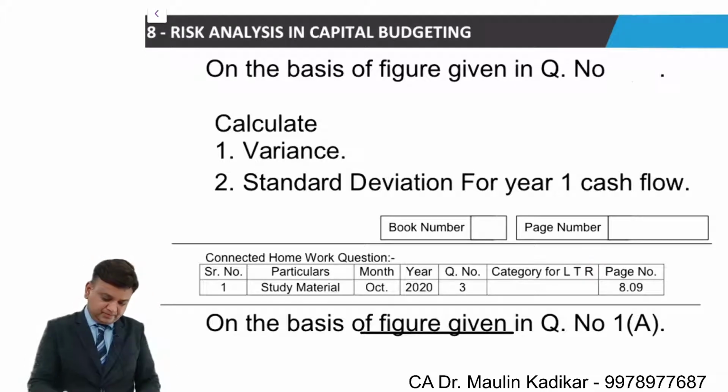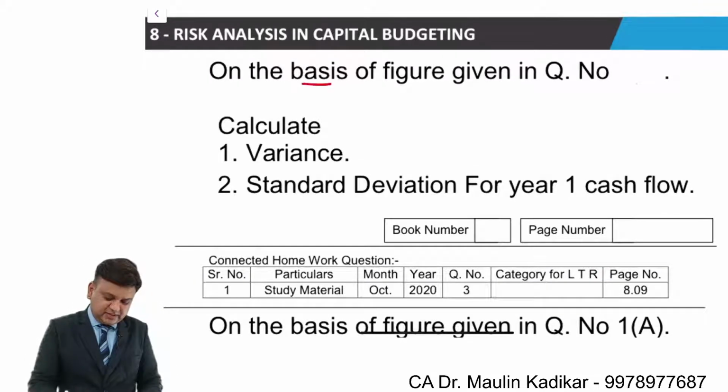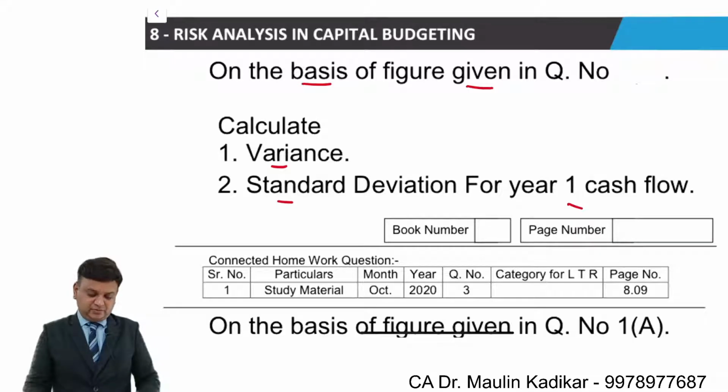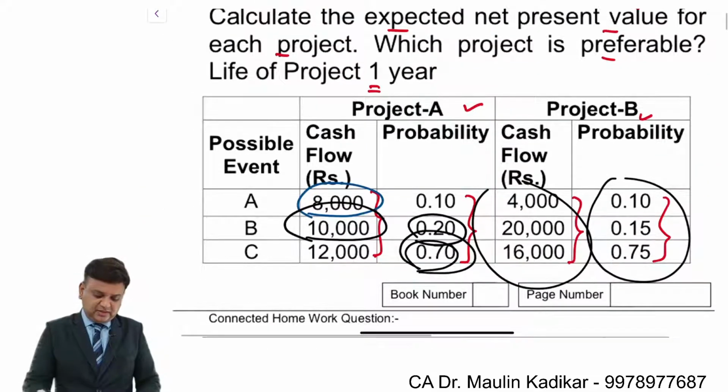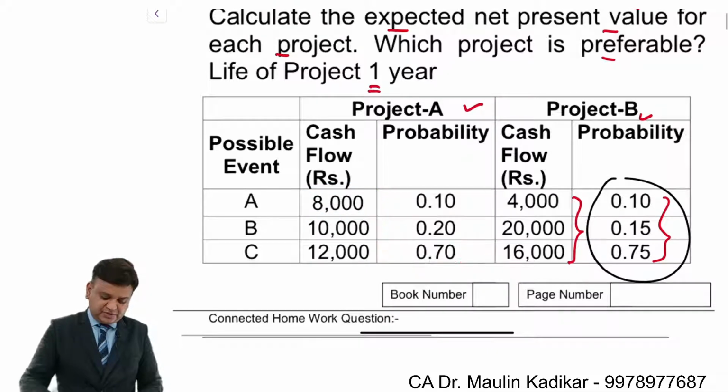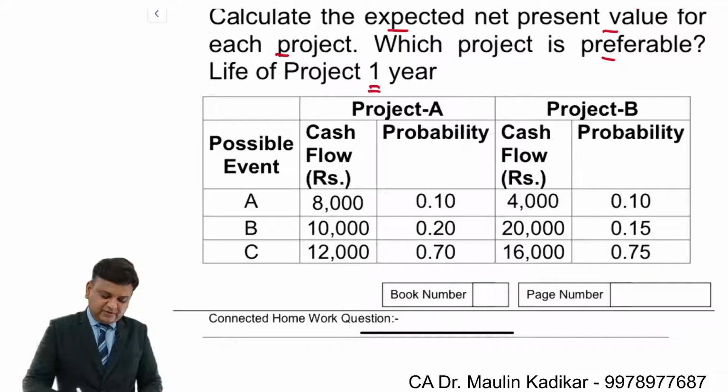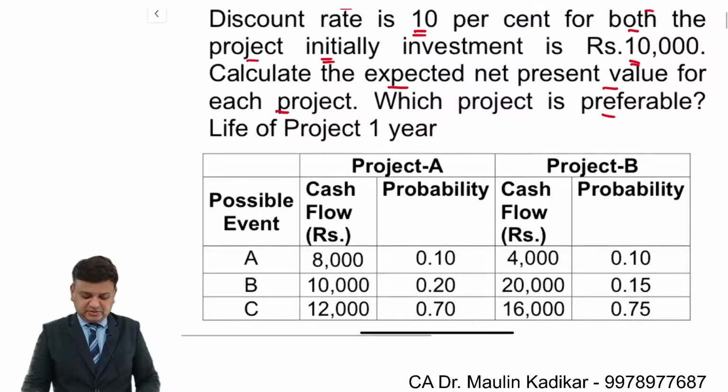Next question. On the basis of the figures given in the question number, compute the variance and standard deviation of year 1 cash flow. So over here, the question says that from this information, you are required to compute the variance and standard deviation. That is the question.